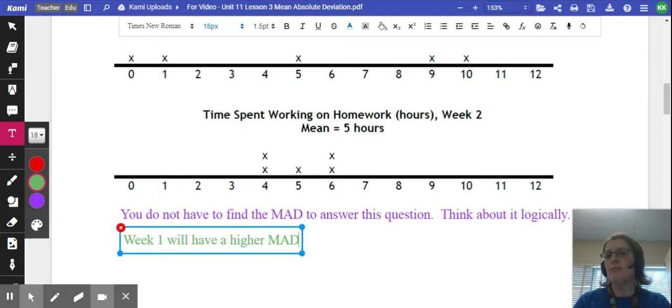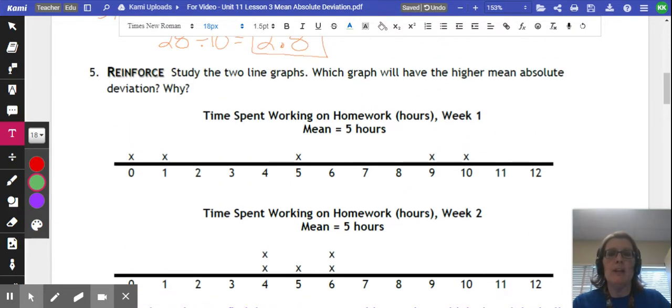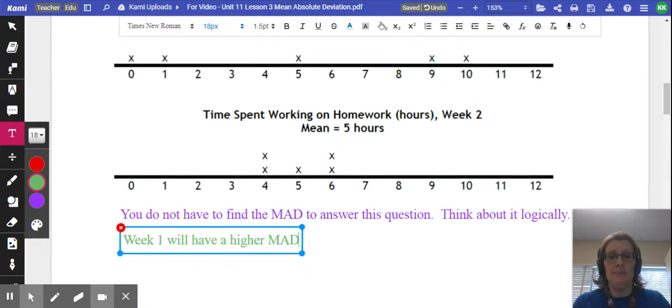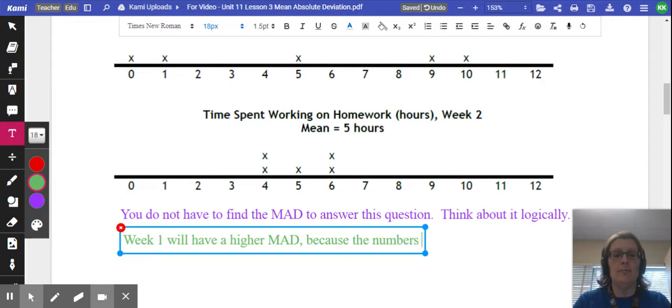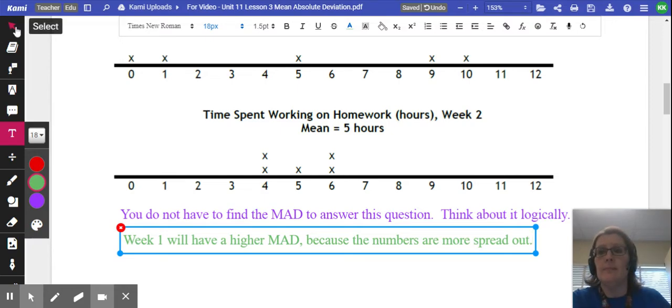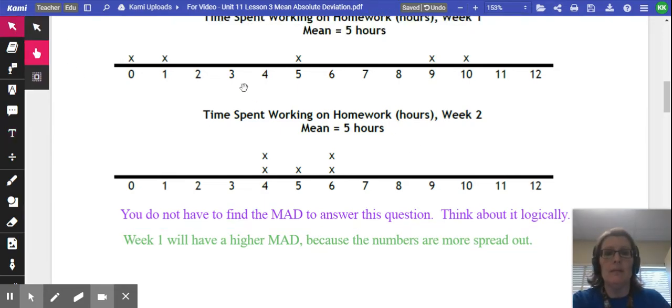You could just write MAD for mean absolute deviation. So week 1 will have a higher mean absolute deviation, but they also ask us why. Because the numbers are more spread out. So if we were to calculate the mean absolute deviation, week 1, the average distance away from 5 would be much higher than for week 2.